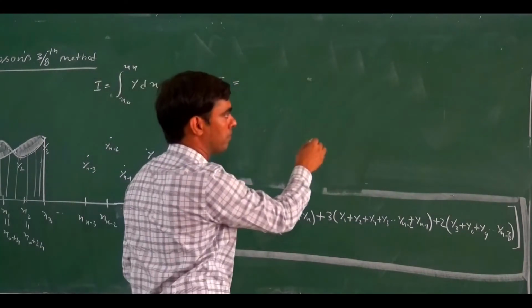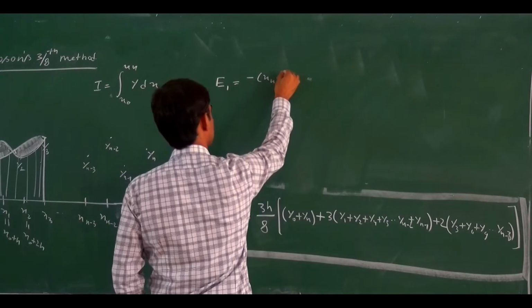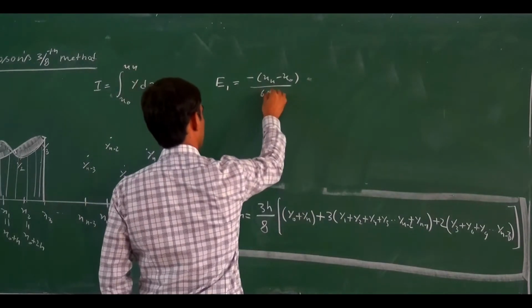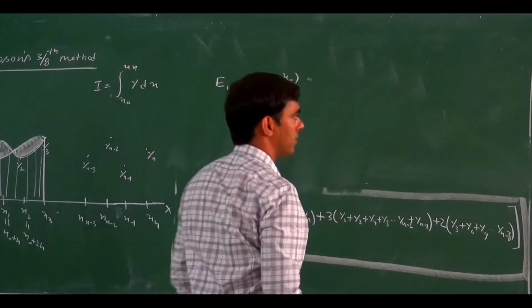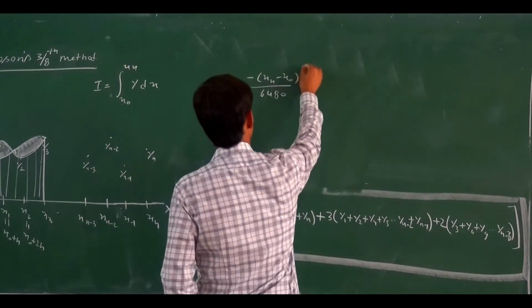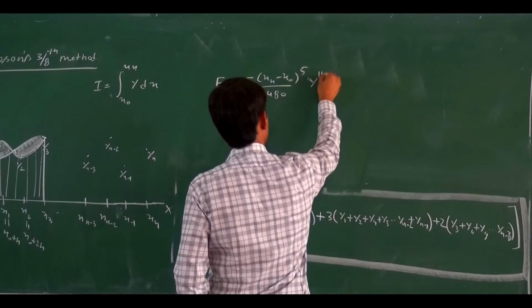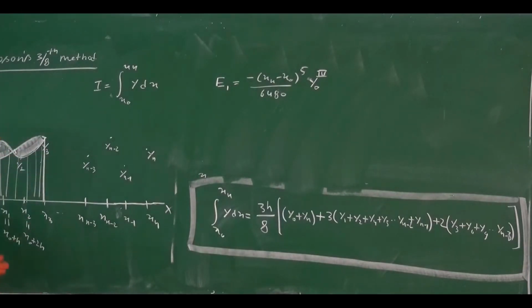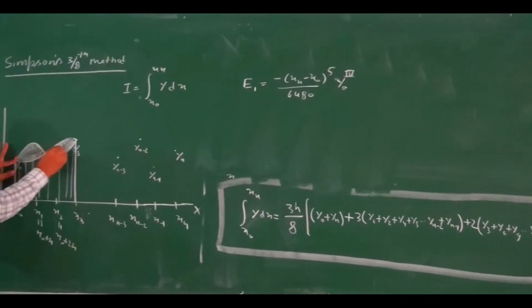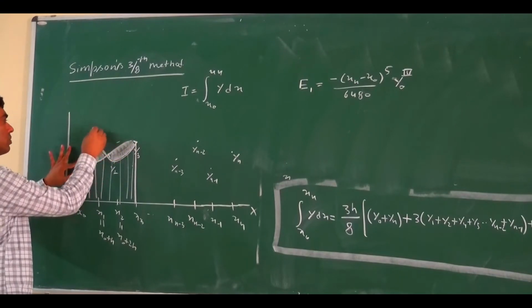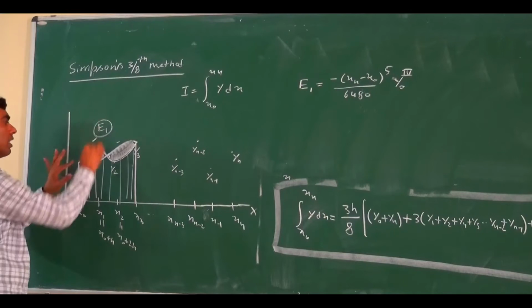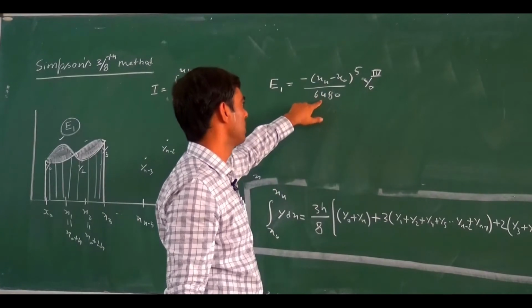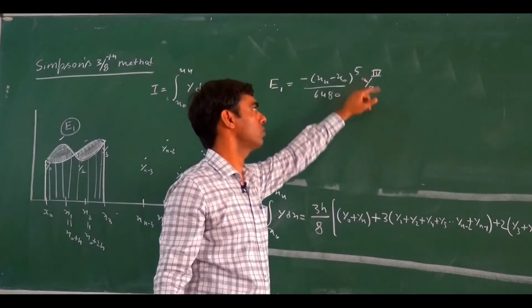E1 is minus (xn minus x0) to the power 5 divided by 6480, y0 fourth derivative. This is the error in the first step; the sum of these two parts generates the error E1. The amount of error is minus (xn minus x0) to the power 5 divided by 6480 times the fourth derivative of y0.